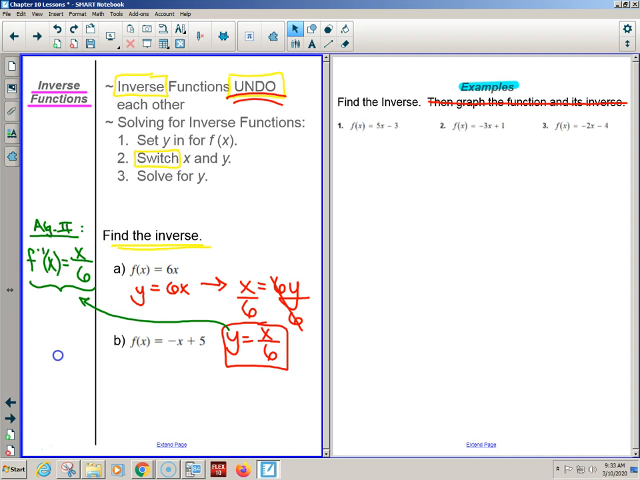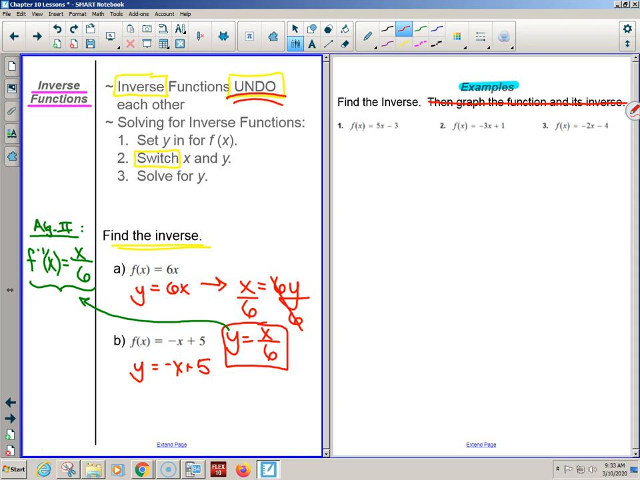Well, let's see if we can do the set, switch, solve on another one. So letter B. You guys, help me out. What's the first step? Change it to y. Change the f of x to y. It just makes it easier. All right, that's the set. Now what?